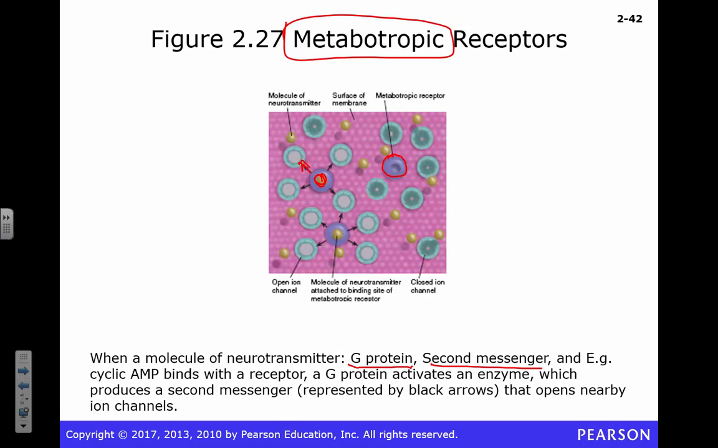Now, this is a one-to-many. Okay? One-to-many. It's a bit slower. Now, we're not talking slow. It's just a bit slower, right? Because you've got an extra step or two there, okay? And it's a cascade, right?